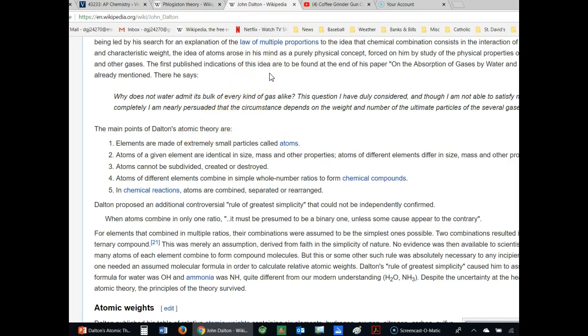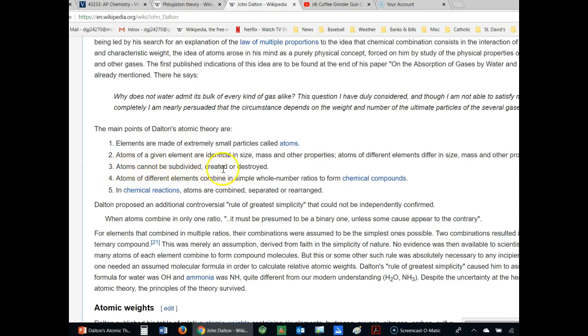The main points of Dalton's atomic theory are: elements are made of extremely small particles called atoms. That was the same as the first point in the slides. Atoms of a given element are identical in size, mass, and other properties. Atoms of different elements differ in size, mass, and other properties. So in other words, all the atoms of nitrogen are the same as each other, but they're different from all the atoms of oxygen. 3 and 4 were kind of combined into a single point in the slides.